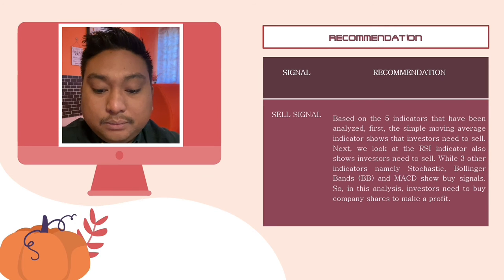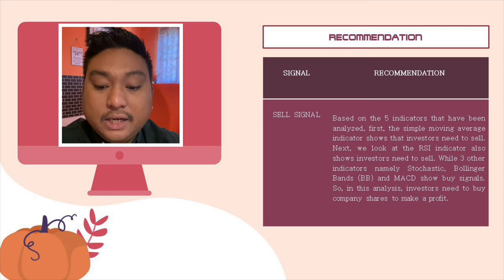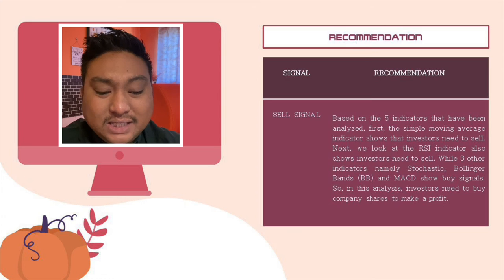For the recommendation, based on the 5 indicators that have been analyzed, first, the simple moving average indicator shows that investors need to sell. Next, the RSI indicator also shows investors need to sell. While the 3 other indicators, namely stochastic, Bollinger Band and MACD, show a buy signal. So in the analysis, investors need to buy company shares to make a profit.